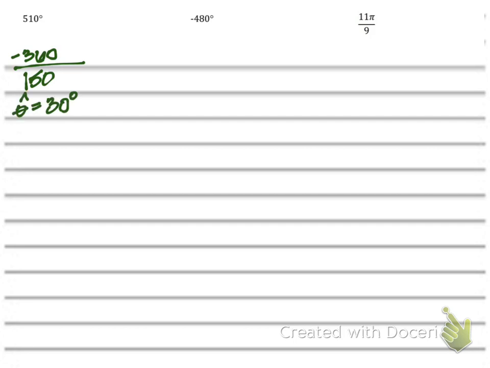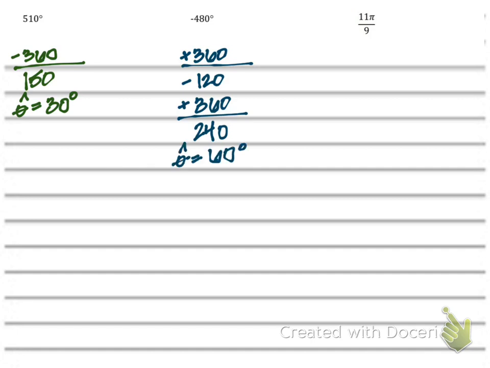So my reference angle is 30 because 150 is 30 degrees away from 180. For negative 480, we're going to add our rotation. So we're still negative. We've got to add another one. We get 240. And 240 is 60 degrees away from 180, right? 60 would be that reference angle.